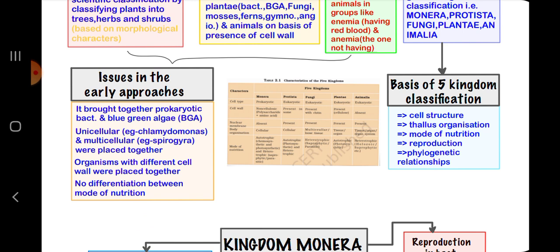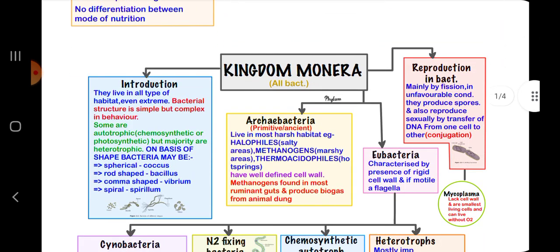Then basis of five kingdom classification is on the basis of cell structure, thallus organization, mode of nutrition, reproduction, phylogenetic relationships. Then first kingdom, kingdom Monera, it consists of all bacteria. Then they live in all type of habitat, even extreme. Bacterial structure is simple but complex in behavior. Some are autotrophic but majority are heterotrophic.